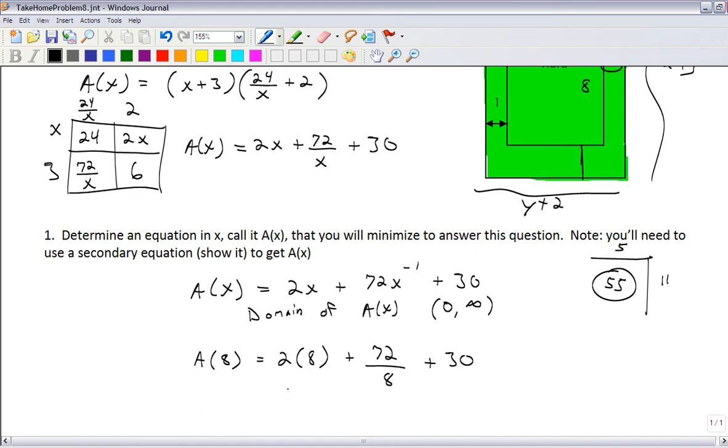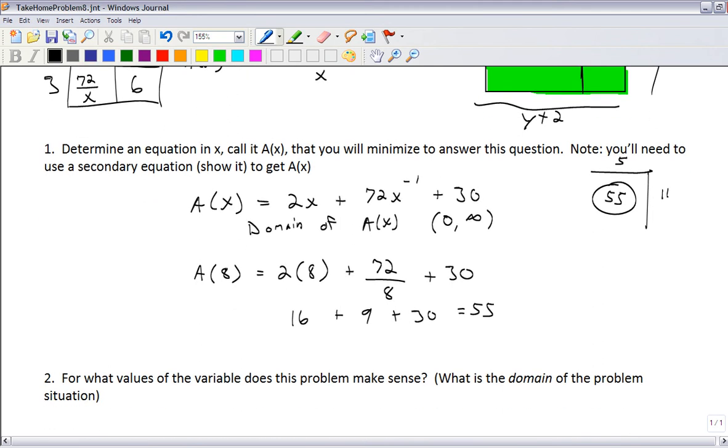So, okay, 2 times 8 is 16, plus 72 eighths, which is 9, plus 30, which is 55. So maybe if you build a function, you want to make sure it's accurate and you didn't make any mistakes. So we just verified it. And we said x lives anywhere from 0 to infinity.